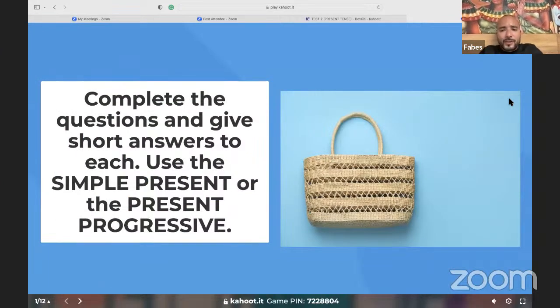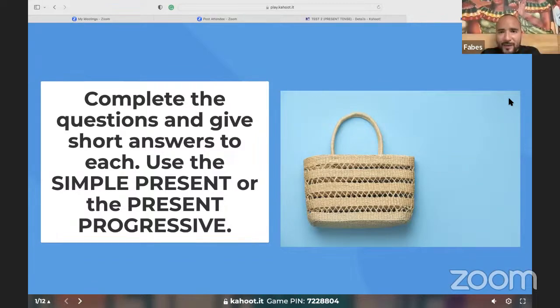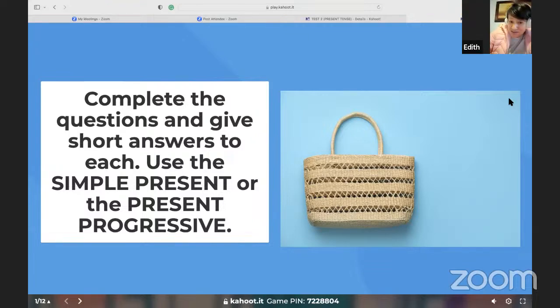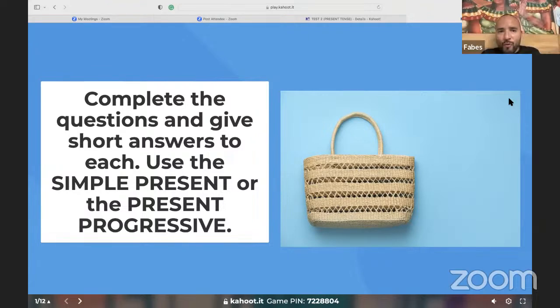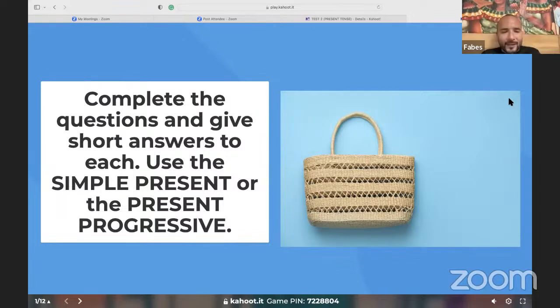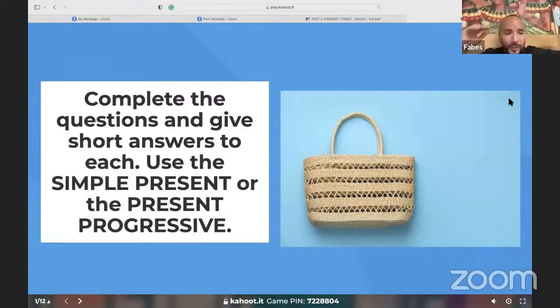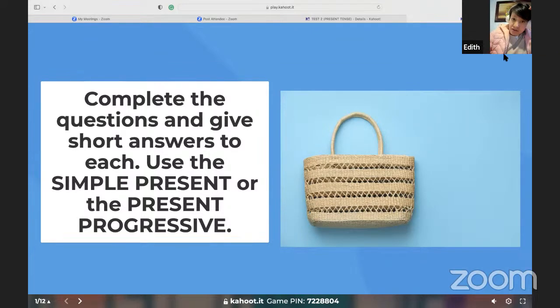All right. So here's the direction. Sorry, again, what is the pin? The pin is 722 8804. Thank you. I got it. All right. Here's the direction. Complete the questions and give short answers to each. Use simple present or present progressive. Let's do it.